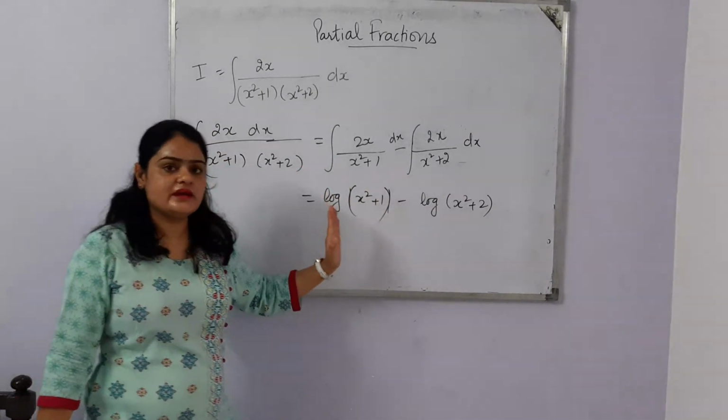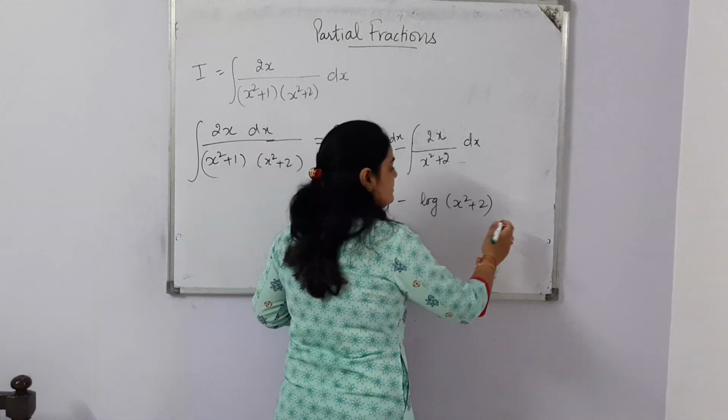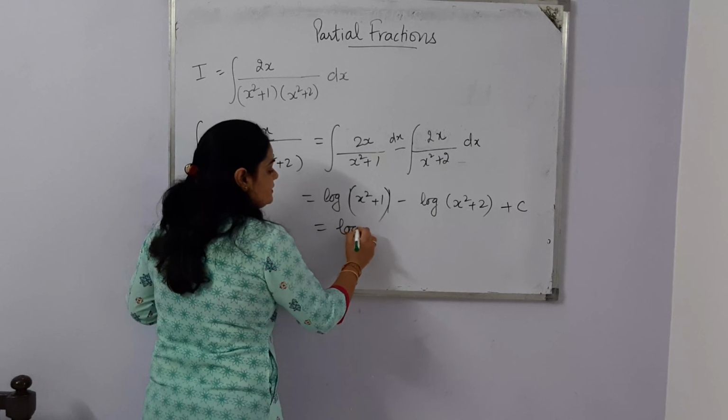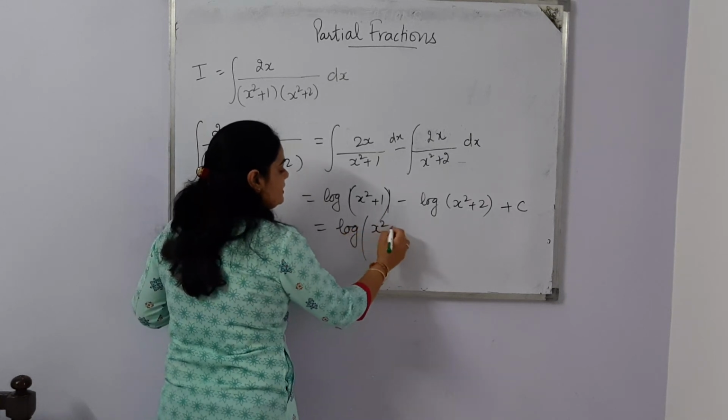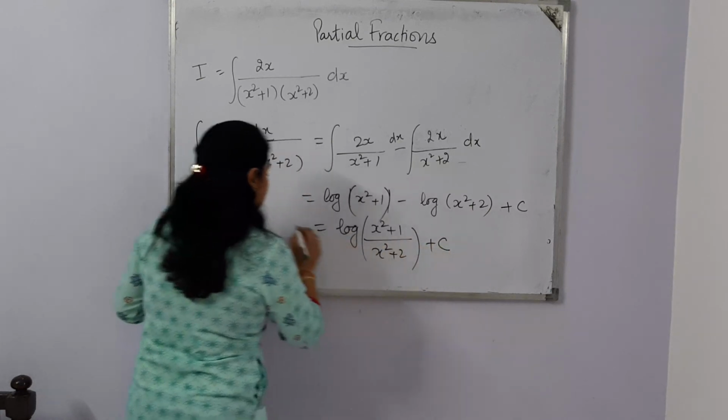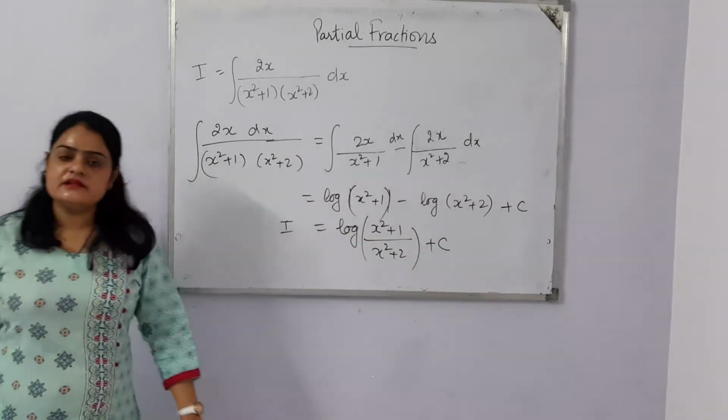We can take this bracket as well. Minus log of x square plus 2, plus c, and log m minus log n. The property will be applicable, log m by n plus c. Hope the question is clear.